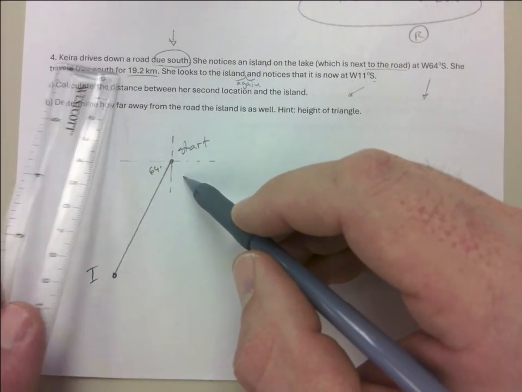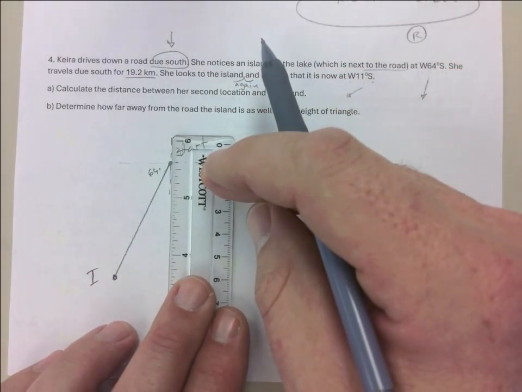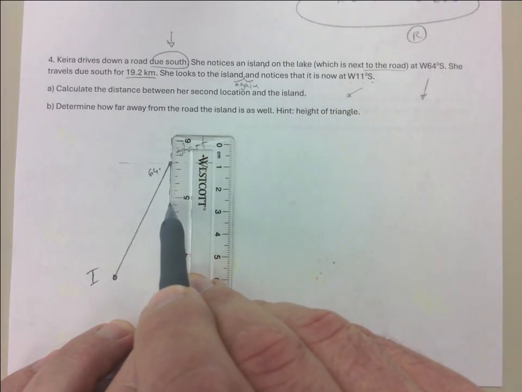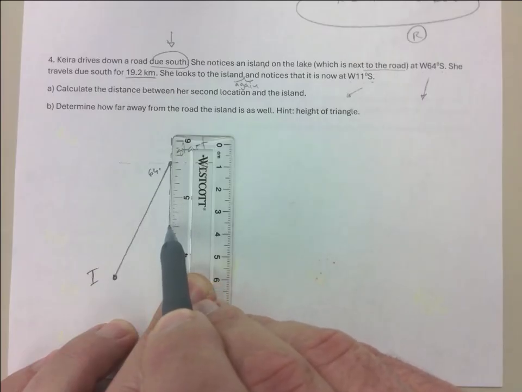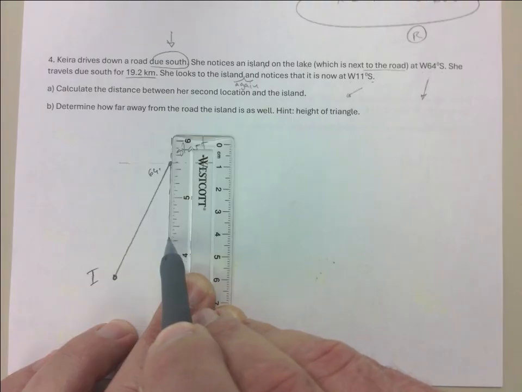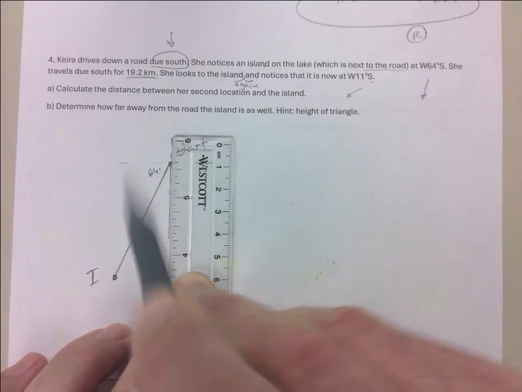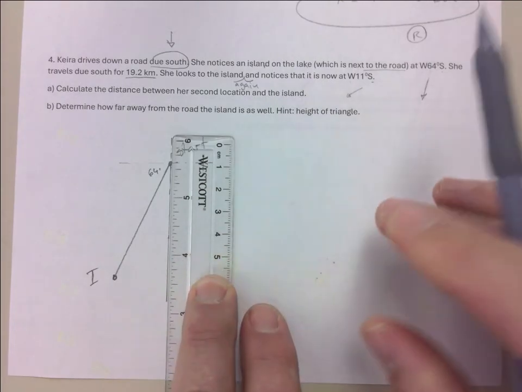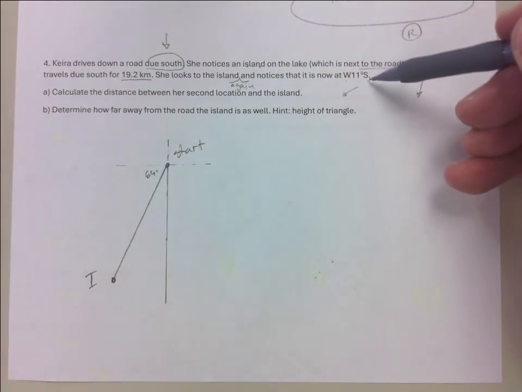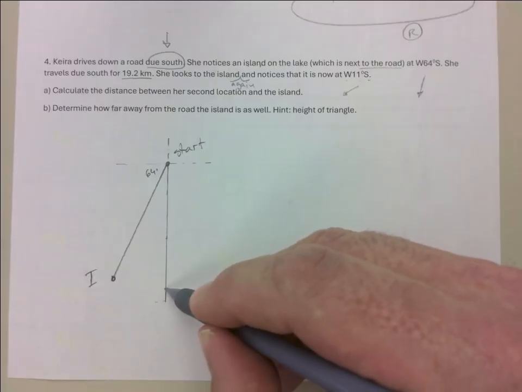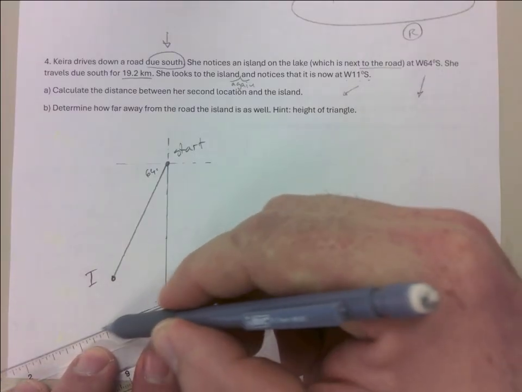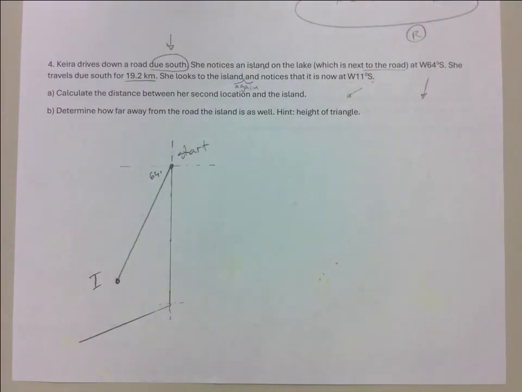She travels due south for another 19.2 kilometers. So we're going this way, straight south. Question, are we going to go past the island, or are we still before the island? Well, let's try this. Let's say you're somewhere in here. Don't copy this yet. It's just experimenting. West 11 south, where would that be? If this is my compass rose here, west is this way, and 11 south is this way. Could you still be looking at the island if you couldn't, right?